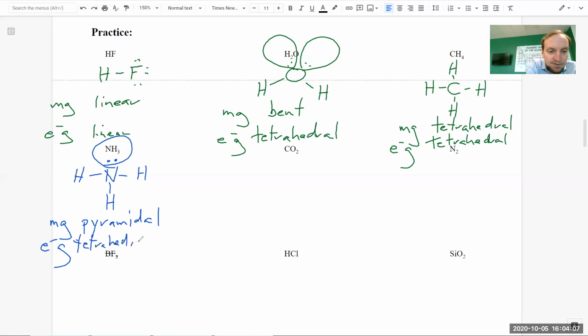And four things off the nucleus, or off the center atom, make it tetrahedral. And again, when we do electron geometry, you need to take into account the unbonded pairs of electrons.